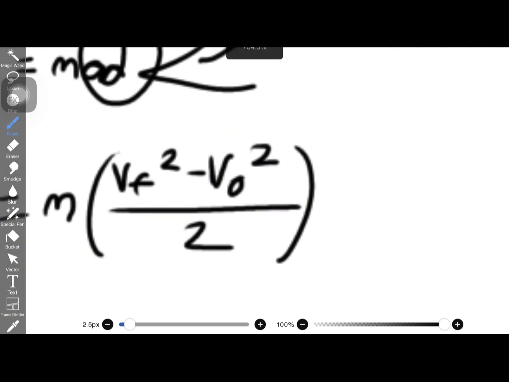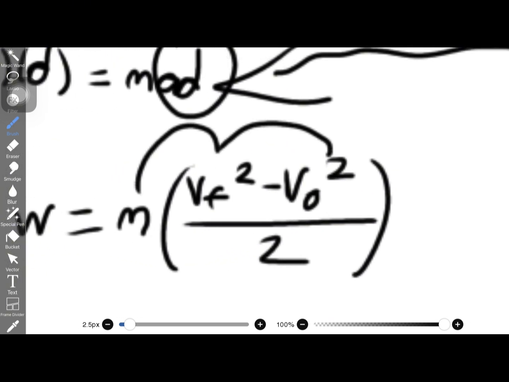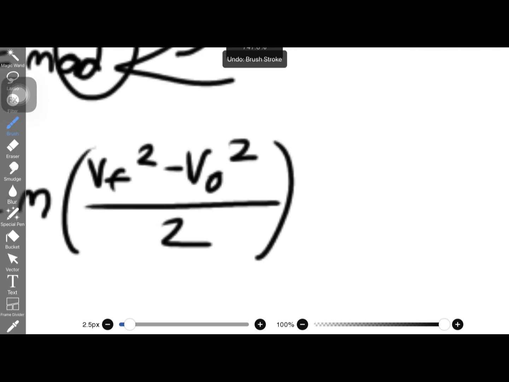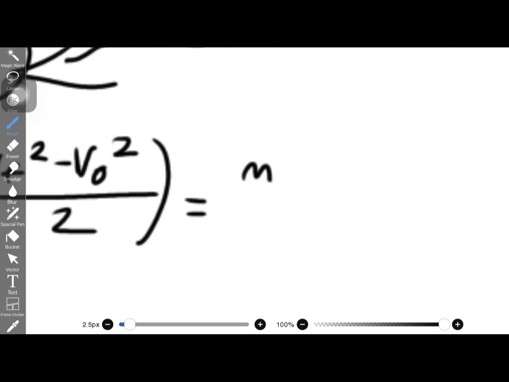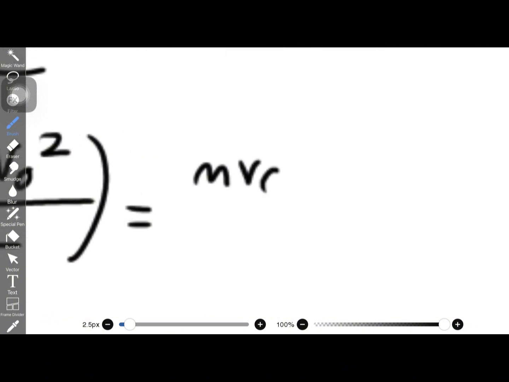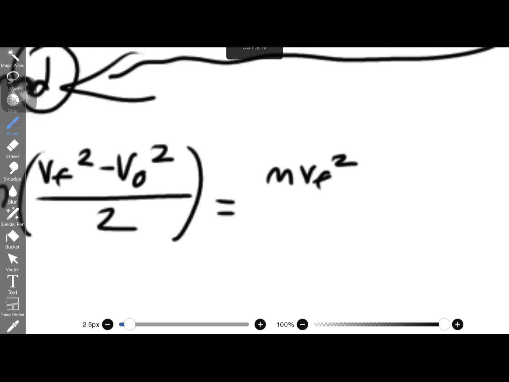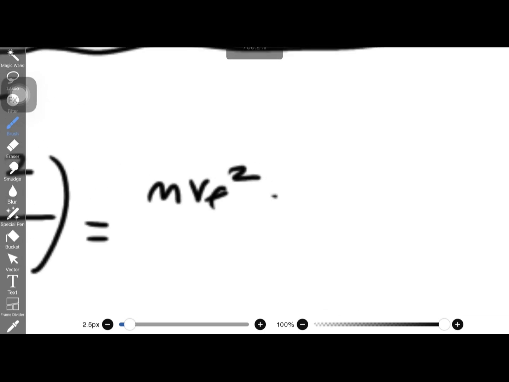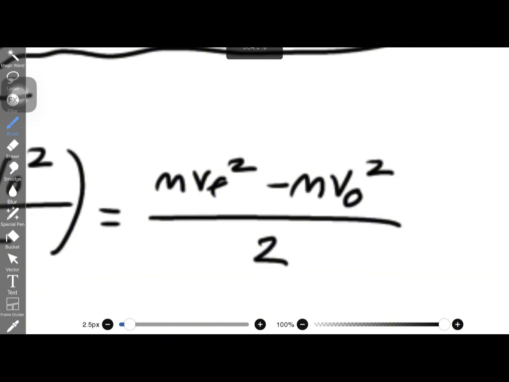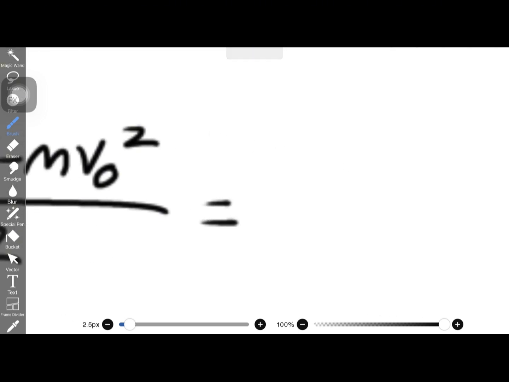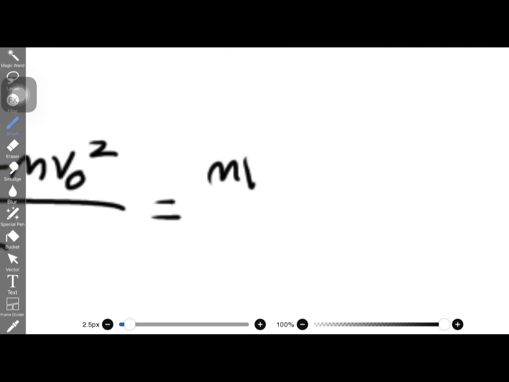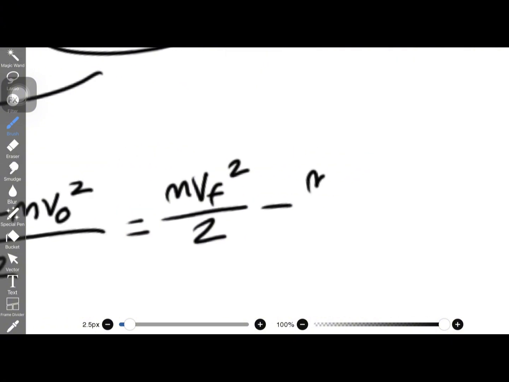Using the distributive property, we will distribute mass to both terms of the numerator. So we have mass times v_f squared minus mass times the initial velocity squared all over 2. Now we can split this into two fractions. And now we have mass times the final velocity squared all over 2 minus mass times the initial velocity squared all over 2.